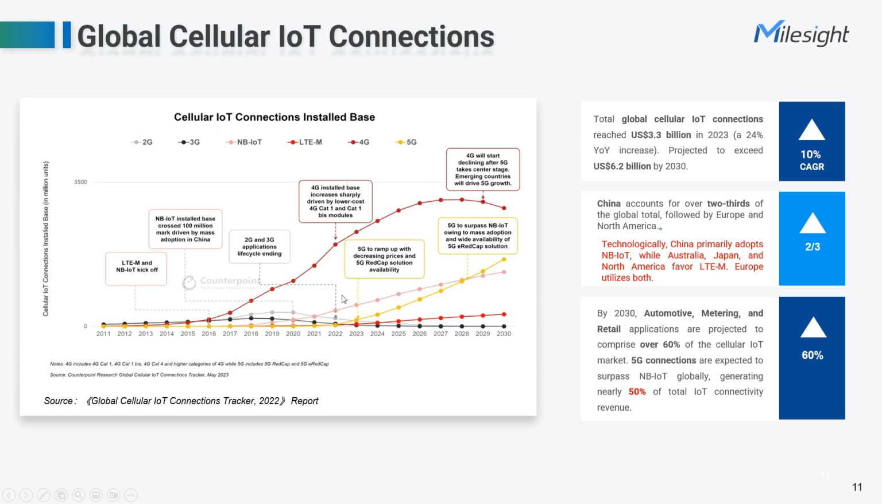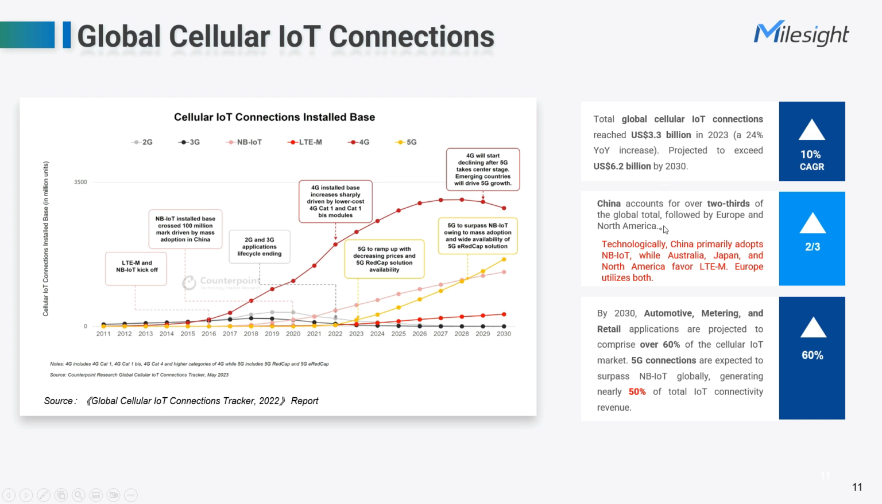All right, let's talk about the global picture for a moment. According to Counterpoint's latest Global Cellular IoT Tracker, we hit a major milestone in 2023, 3.3 billion cellular IoT connections worldwide. That's a solid 24% year-over-year growth. And the momentum isn't slowing down. The forecast shows us smashing through 6.2 billion connections by 2030. That's a steady growth rate of close to 10% every single year.